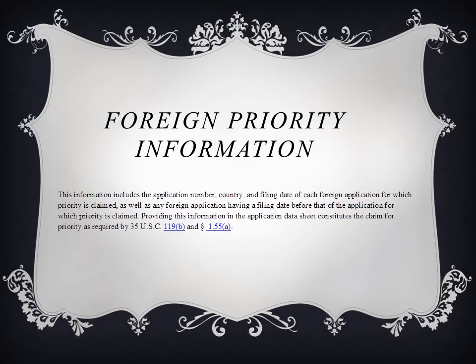Foreign priority information. This information includes the application number, country, and filing date of each foreign application for which priority is claimed, as well as any foreign application having a filing date before that of the application for which priority is claimed. Providing this information in the application data sheet constitutes the claim for priority as required by 35 U.S.C. 119(b).